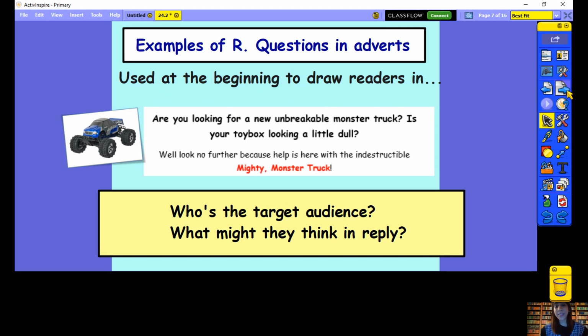And what would we want them to be thinking in reply? Well, again, I know an advert is used to sell. So I want them to think, yeah, actually, I do need a new toy truck, or actually, I don't have a toy like this. And so it gets them thinking and they're more likely to read on and look at the rest of your advert.